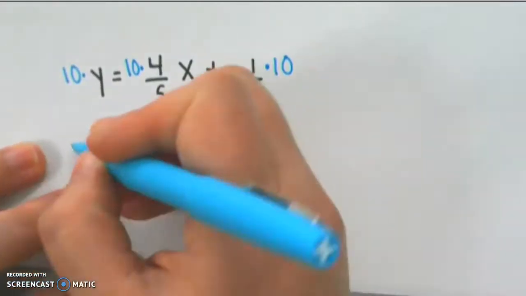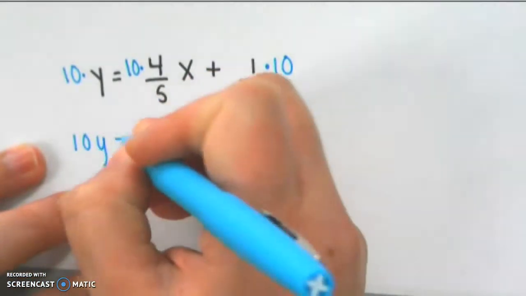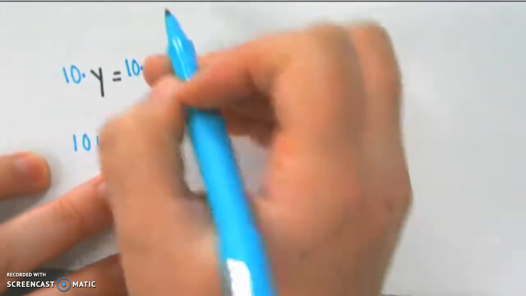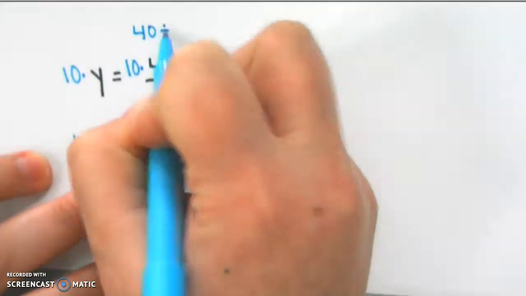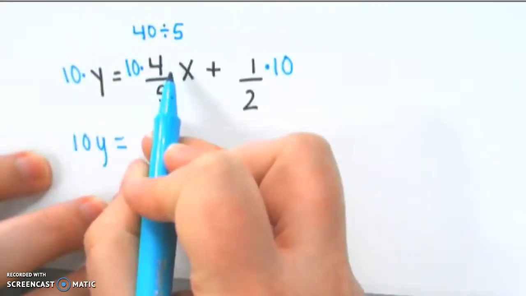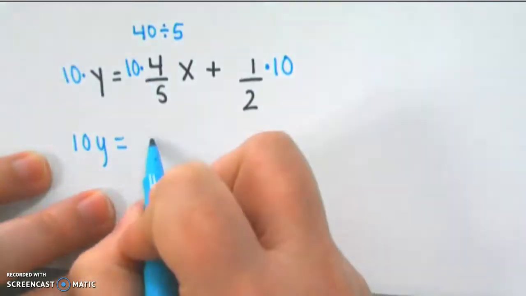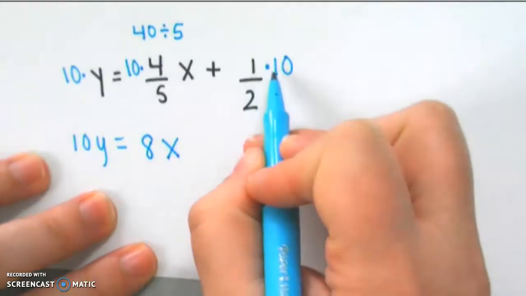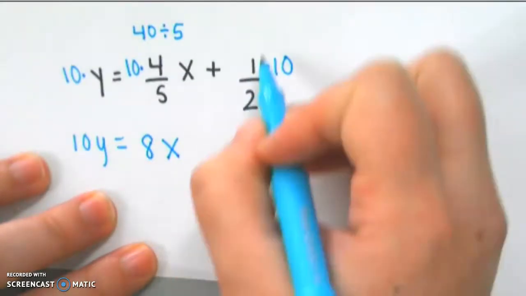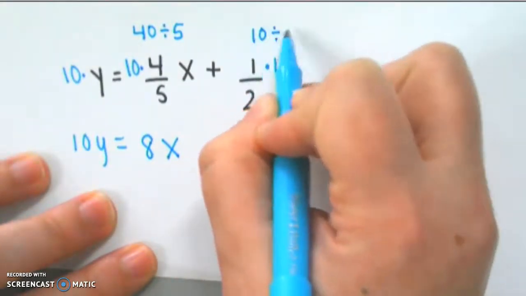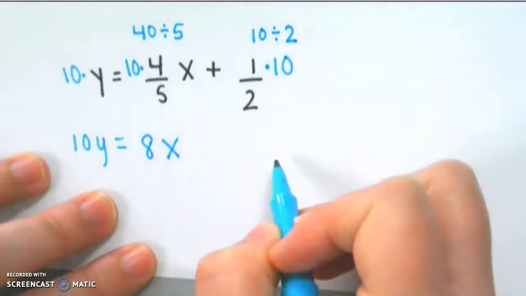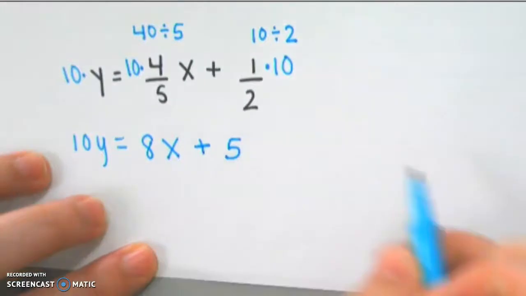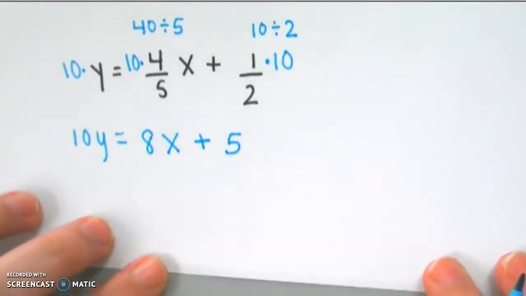So that's going to give me 10y. This is going to become 40 divided by 5. That's what that's going to mean. So 40 divided by 5 is 8. This is going to become 10 times 1 over 2. So that's the same thing as 10 divided by 2. So 10 over 2 is 5. All right, and from here I'm doing the same thing.